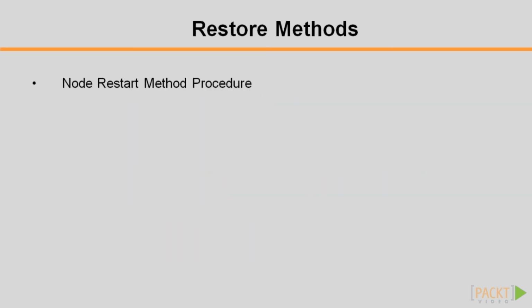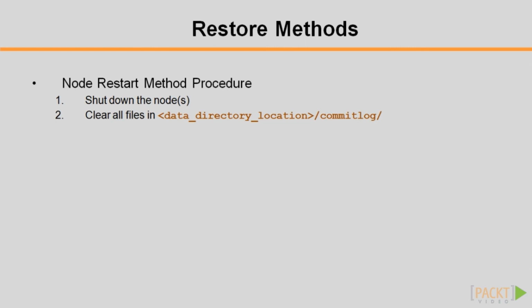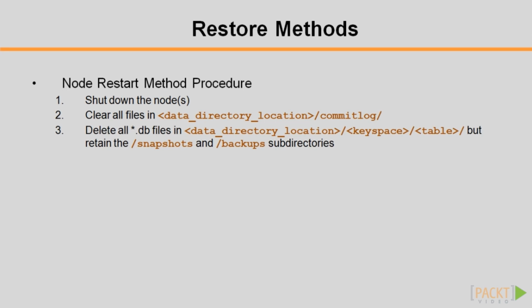Let's look step by step into the node restart method of point-in-time recovery. Step 1, shut down the affected nodes. Step 2, remove all commit log files. Otherwise, Cassandra's auto recovery feature may replay the writes in the commit log on top of the point-in-time data, leading to data inconsistency. Step 3, remove all data files in the affected data directory, but retain the snapshots and backups subdirectories.